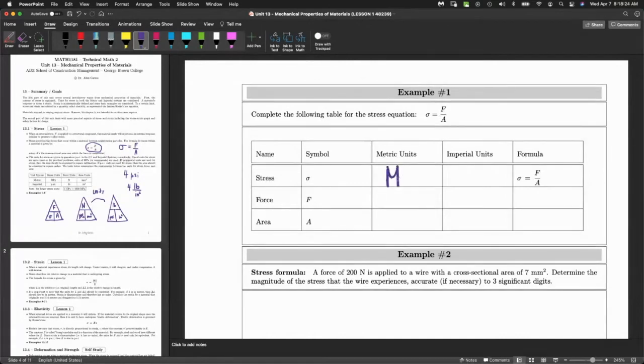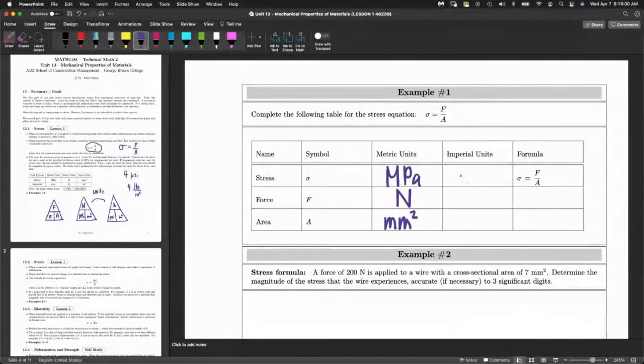Thank you, Sean. Megapascal. And what are the metric units for the force? What goes here? Newtons. And if we're using this, thank you, Victor. And if we use megapascal and newtons, then the base area normally would be meters squared. But because we're using megapascal, the base unit for stress, I'm going to stick with millimeters squared.